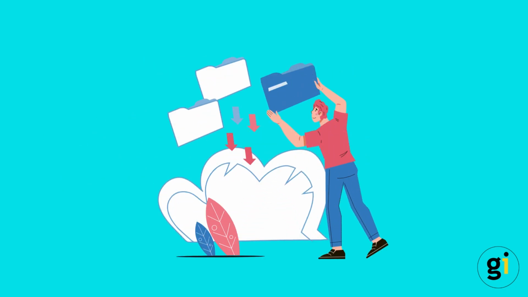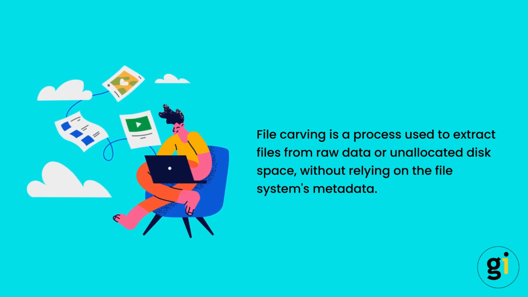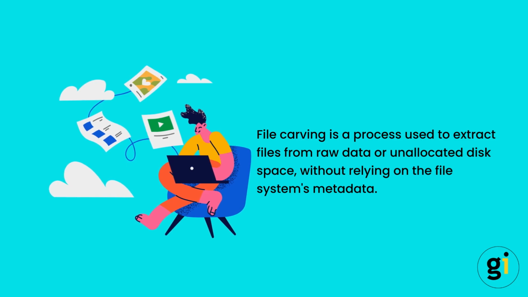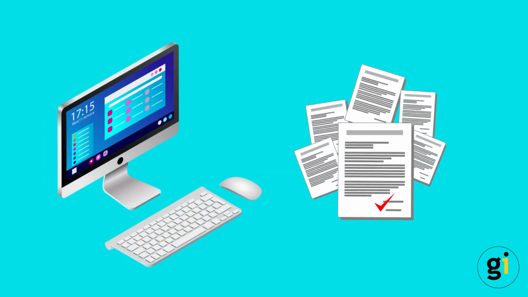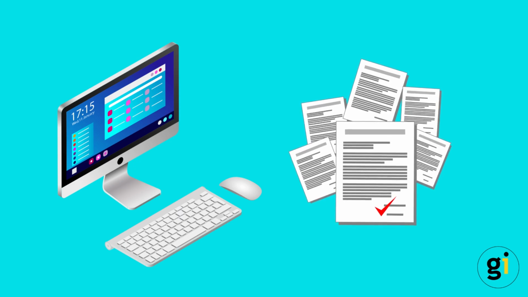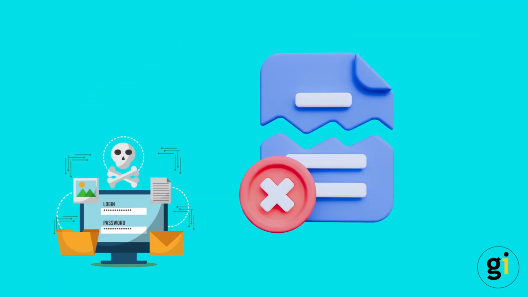Let's begin by understanding what file carving is and why it is a valuable technique in digital investigations. File carving is a process used to extract files from raw data or unallocated disk space without relying on the file system's metadata. It involves searching for specific file signatures or patterns to identify file boundaries and reconstructing the files based on that information. File carving is particularly useful when the file system metadata is unavailable, corrupted, or when deleted files need to be recovered.